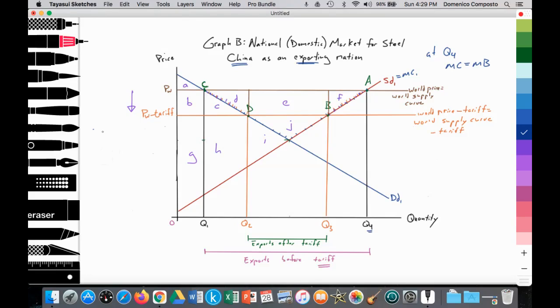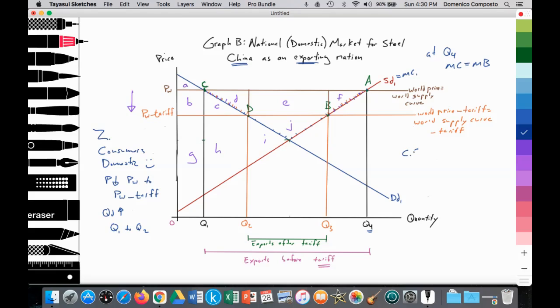Number 2, we're looking at consumers within this domestic economy, consumers in the domestic economy of China, and they are better off, right? Because the price has fallen. Price falls for the Chinese consumers of steel from PW to PW minus the tariff. And that allows their quantity demanded to increase from Q1 to Q2, and that increases their consumer surplus.